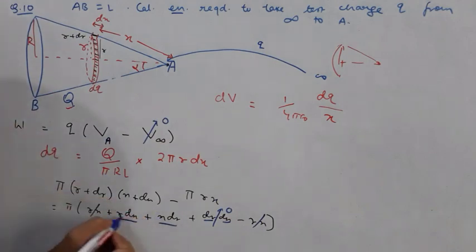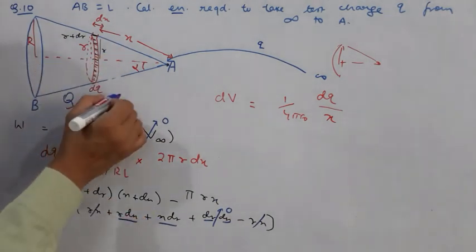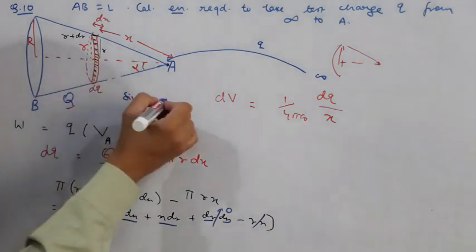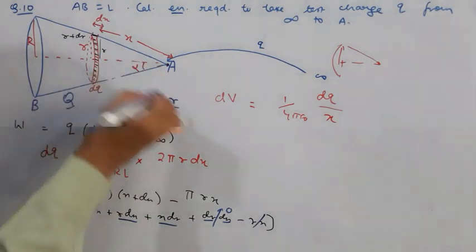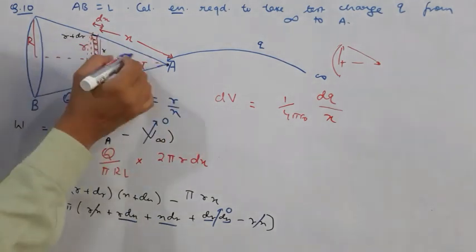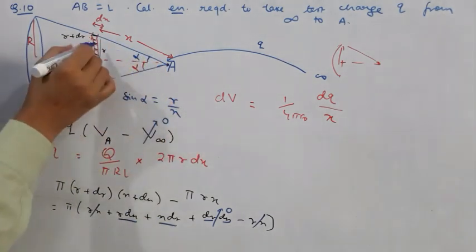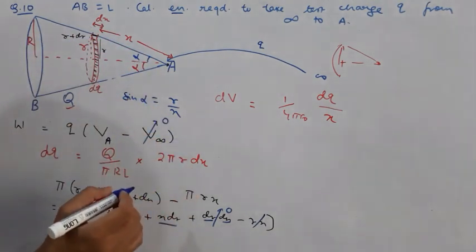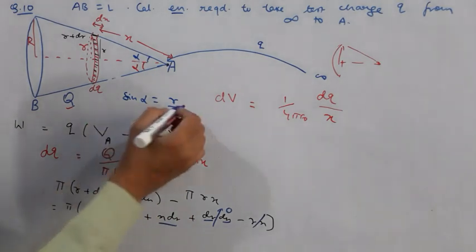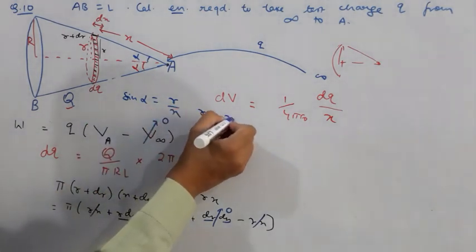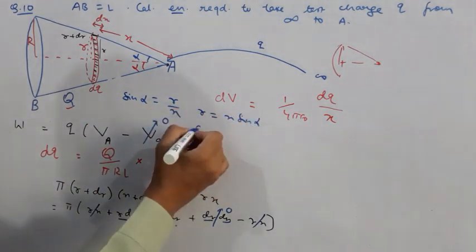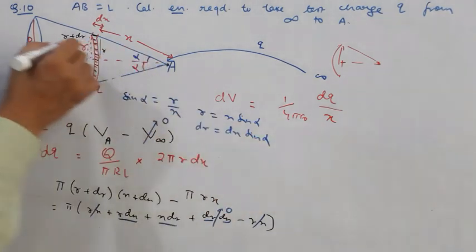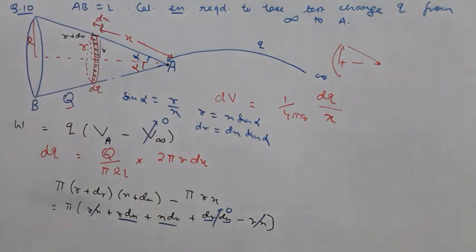Now what is the relation between x and r? You can see in this figure, students, sine alpha is r upon x. In this triangle, this is also alpha. Sine alpha is equal to r upon x. So I can write r is equal to x sine alpha and dr is equal to dx sine alpha. Alpha is constant. Wherever you choose the element, alpha remains the same.